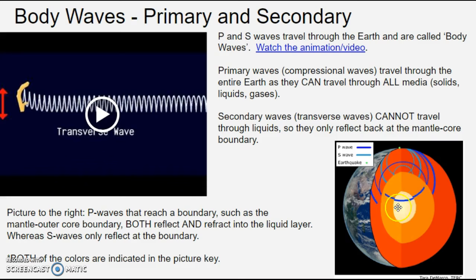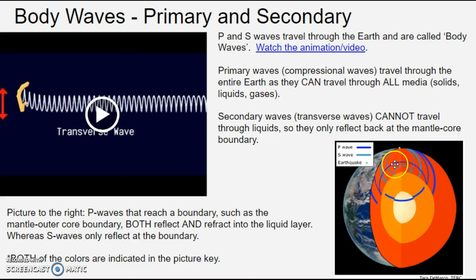And when we look at what's happening with the primary wave, we can actually see that it's bending, or refracting, as it's traveling through the different media. We're going to explore that a little bit further. The picture to the right shows P waves that reach a boundary, such as the mantle outer core boundary. They both reflect and refract into the liquid. When I say both, technically I'm talking about P waves both reflecting and refracting, not both types of waves. So just to clarify that. Whereas S waves only reflect at this mantle core boundary. Both of the colors are indicated in the picture.